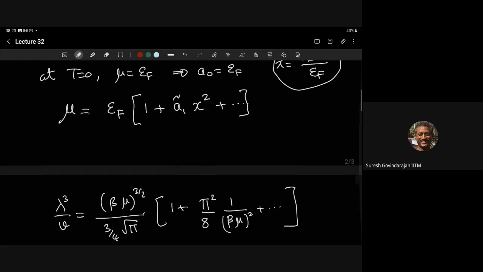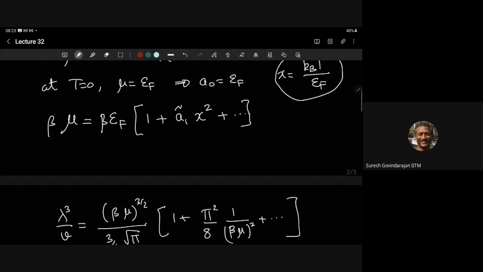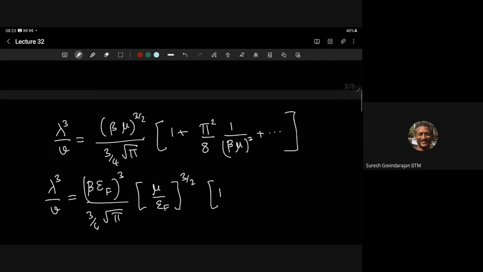Okay, so beta mu will be beta epsilon F. So what we will get is lambda cube by V is equal to beta epsilon F power 3 by 2 divided by 3 by 4 root pi into, okay, now we have pulled out this thing, so this will be mu by epsilon F power 3 by 2. Okay, so this is what we have.